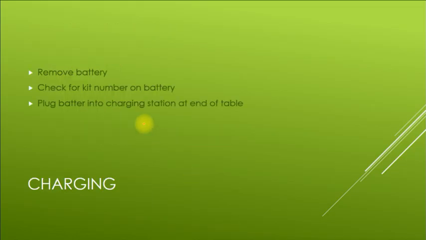From here, charging: make sure you remove the battery. Write the kit number on the battery so you can find it later, and then plug the battery into the charging station at the end of the table.